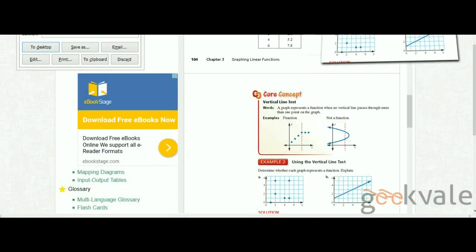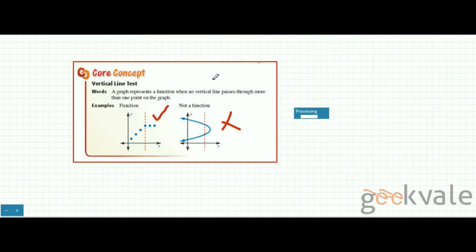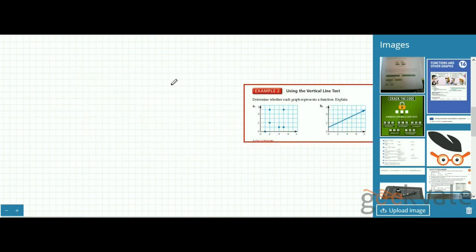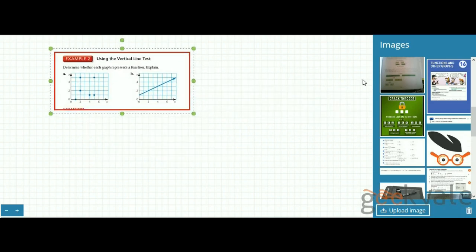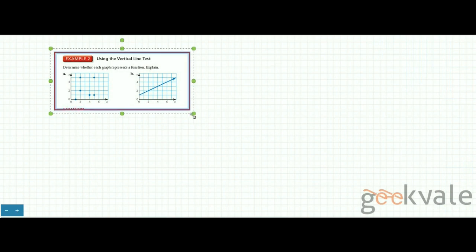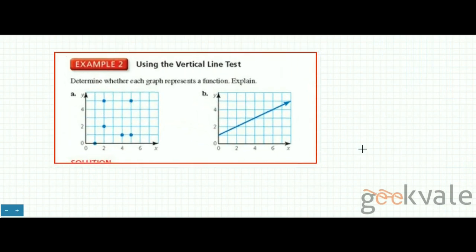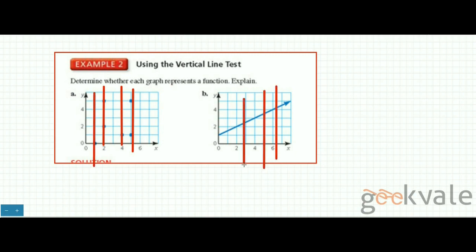Now let's take them to the board. Okay, let's get rid of this one. We have been given these two graphs and we have to find out whether they represent a function or not. Vertical line test: cutting at 2 points, 2 points, right? Cutting at one point exclusively, right? So this one will be a function and this will not be a function.